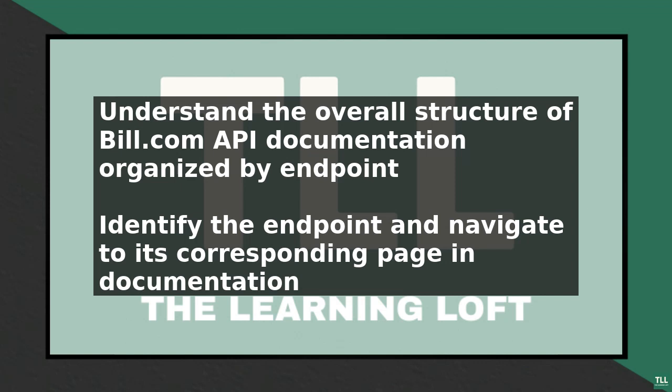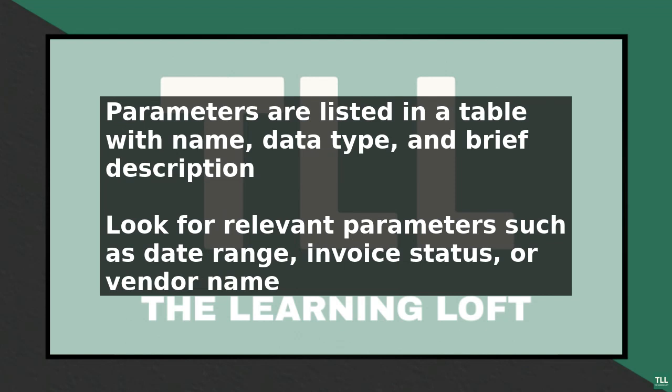Once you are on the endpoint page, you will see a list of available parameters that can be used to filter the results. The parameters are typically listed in a table or grid, and include information such as the parameter name, data type, and a brief description. Look for parameters that are relevant to your use case, such as filtering by date range, invoice status, or vendor name. To apply a filter, you will need to construct a query string that includes the parameter name and value.